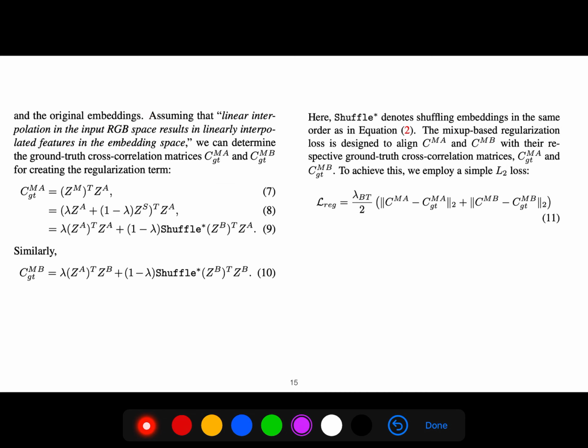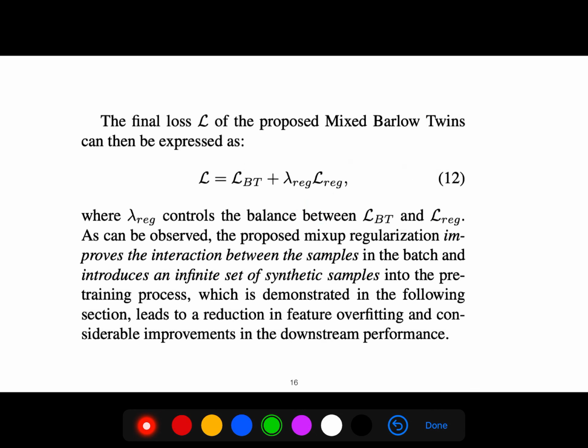And then we can determine the ground truth cross-correlation matrices. And here, this shuffle star is shuffling the embeddings in the same order as before. The mixup regularization is designed to align CMA and CMB with their respective ground truth cross-correlation, because we know the ground truth cross-correlation, so why not make sure that they don't deviate from that too much? So this is a good way for avoiding overfitting. Very natural way, because we know the ground truth.